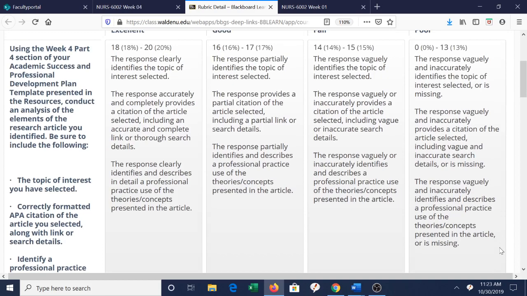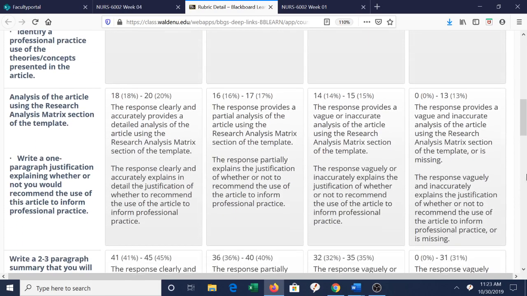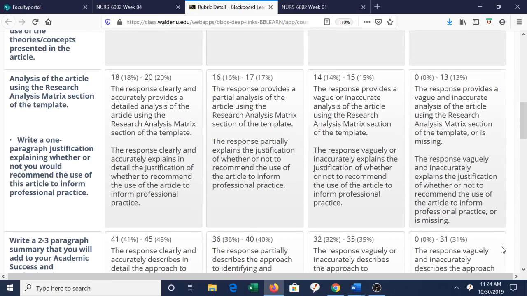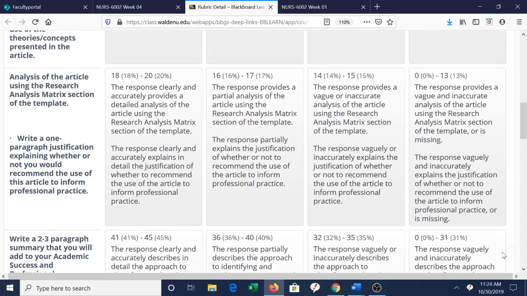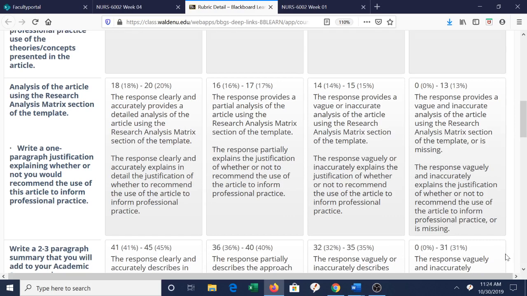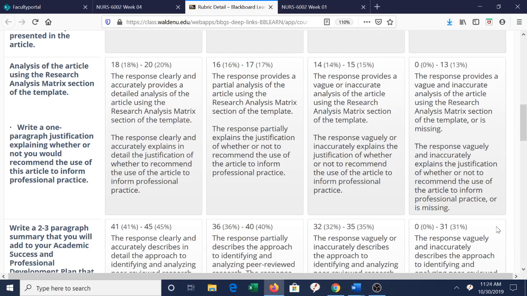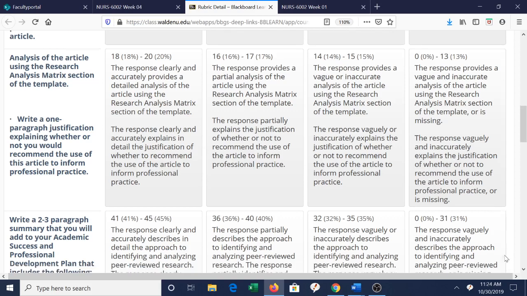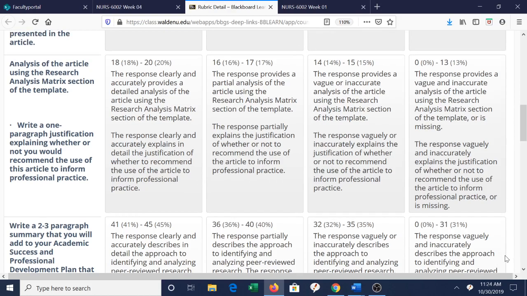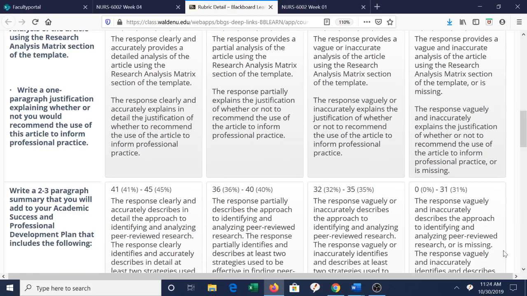So make sure that you get all the parts if you want all the points. The next thing is the matrix table. You are supposed to, number 1, analyze the article using the matrix table. If you don't have a research article, you won't be able to do that. And then the 1-page paragraph justification explaining whether or not you would recommend this article. And that comes out underneath the matrix table. So make sure you do that. That's half the points right there for either one of those.